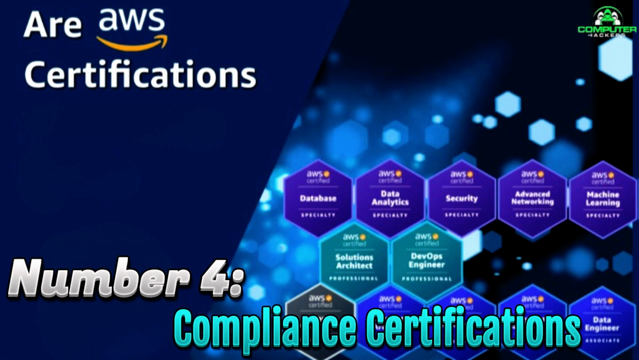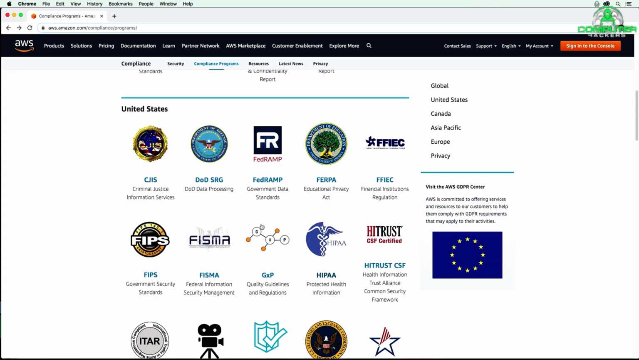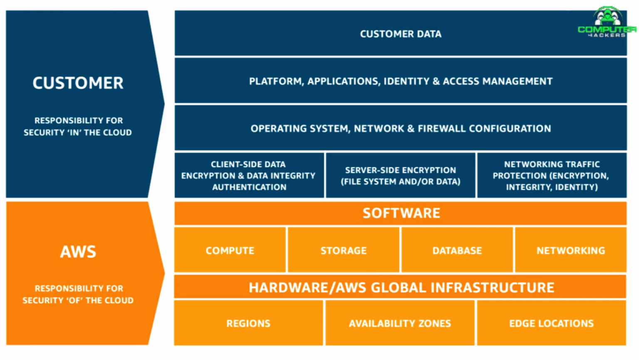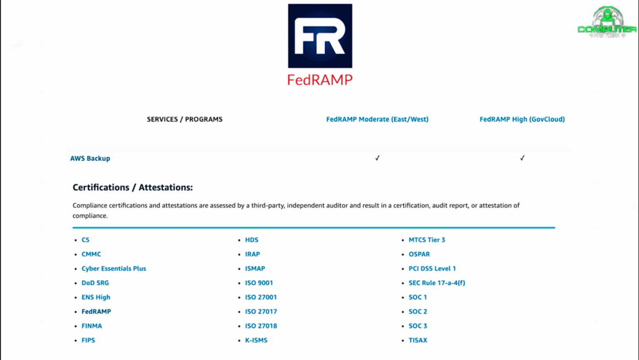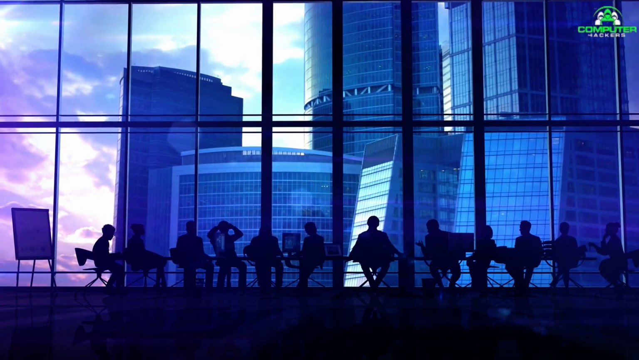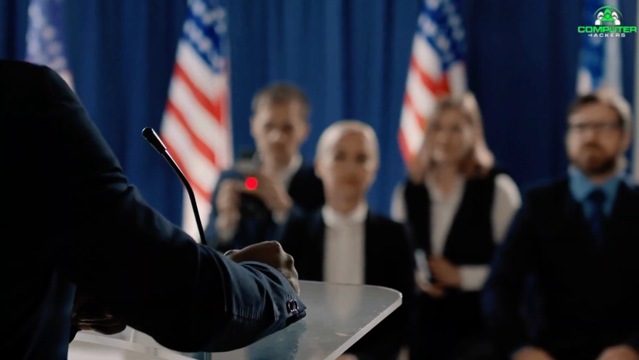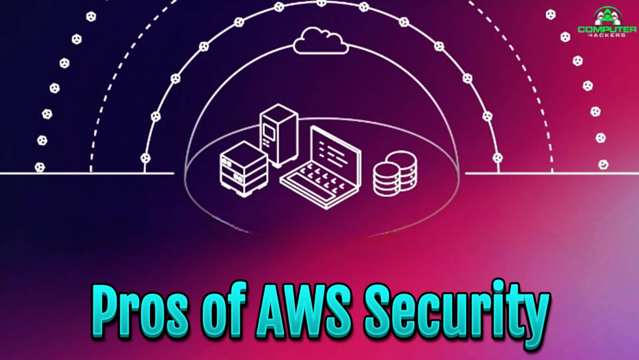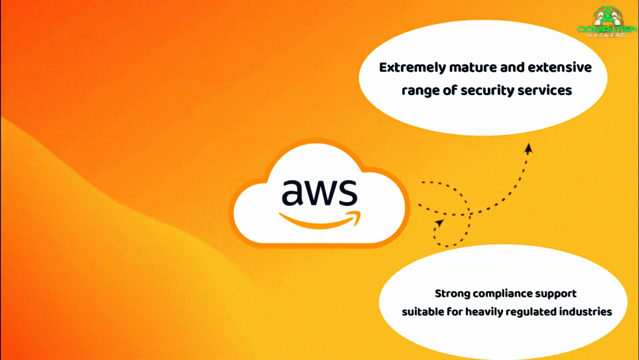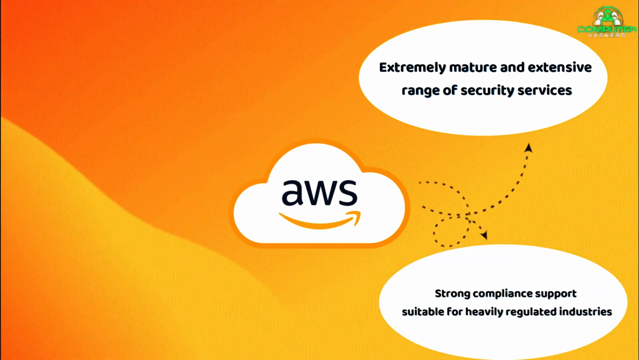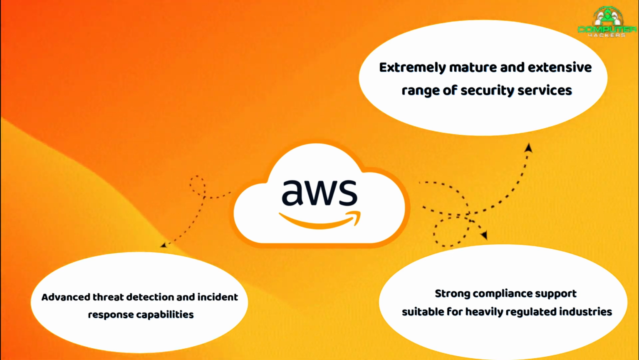Number 4, Compliance Certifications. AWS supports a vast array of compliance standards, such as SOC 1, 2, and 3, ISO 27001, PCI DSS, and FedRAMP. This makes it an ideal choice for organizations in highly regulated industries like finance, healthcare, and government. Pros of AWS Security: extremely mature and extensive range of security services. Strong compliance support, suitable for heavily regulated industries. Advanced threat detection and incident response capabilities.